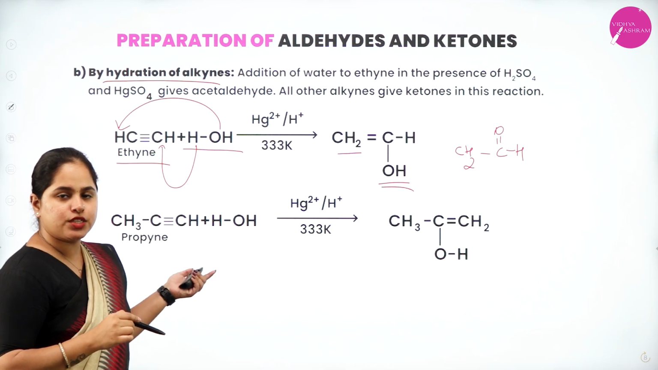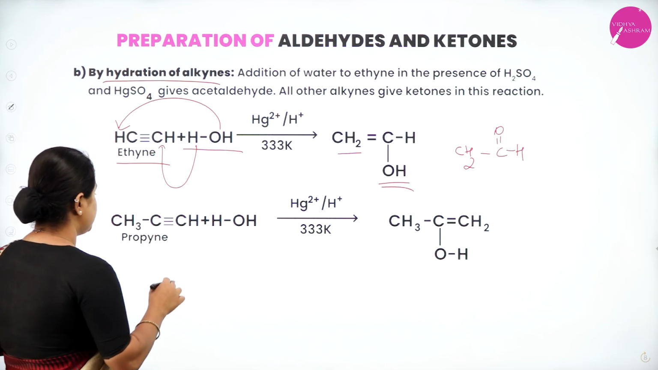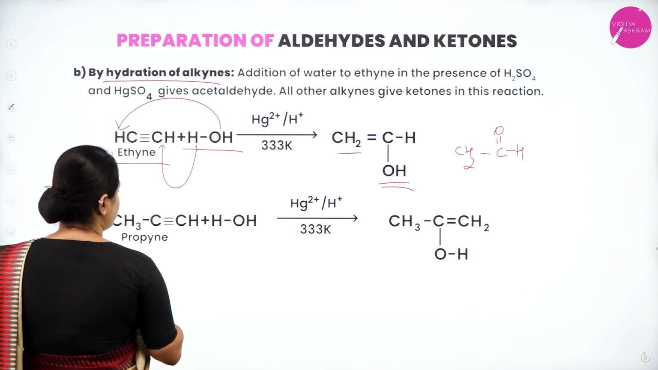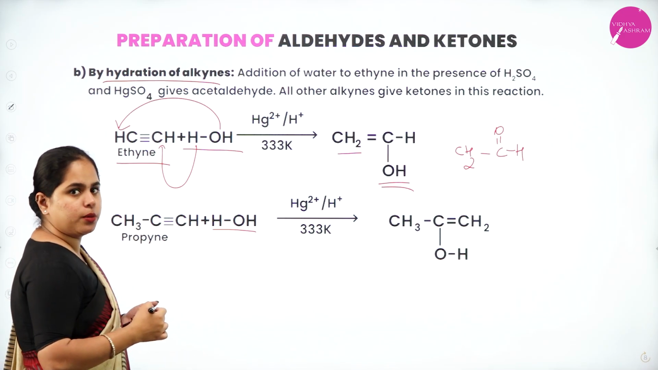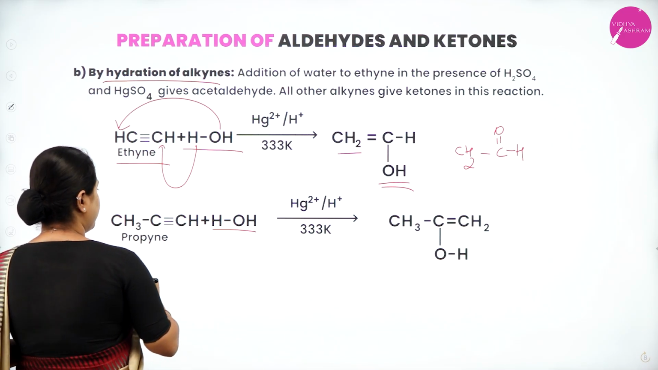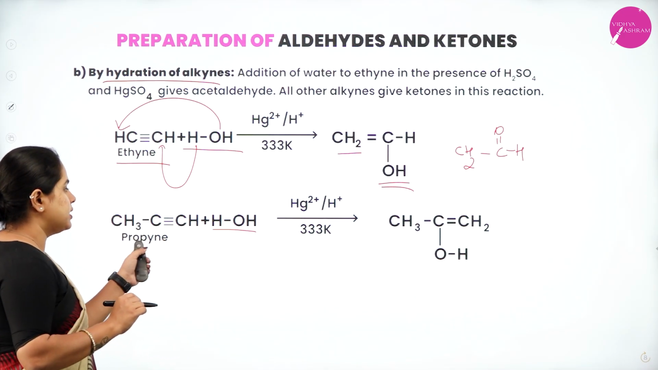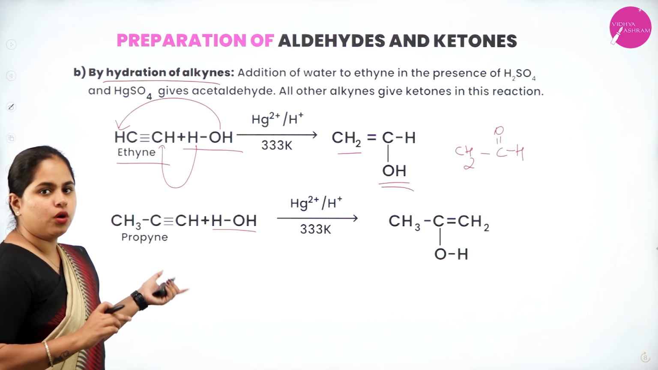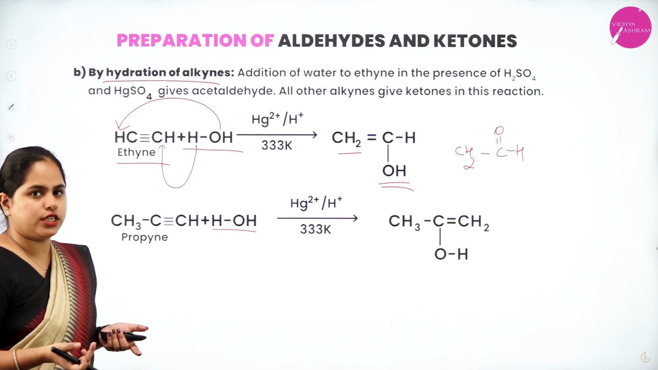So now moving on to the next one, which is a higher alkyne, which is propyne, CH3C triple bond CH. To that we are adding water in presence of sulfuric acid and mercuric sulfate. Again, to this, it is an unsymmetric alkyne. So, according to Markovnikov rule, the addition will happen.